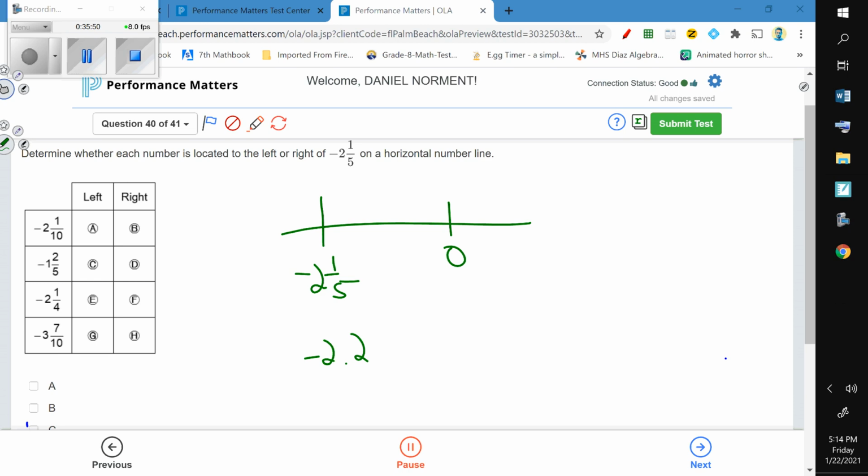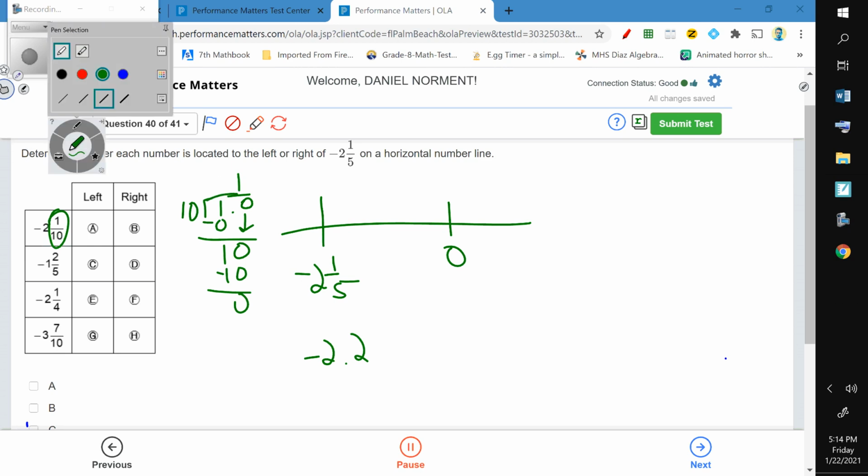You know what? I have a hard time with this. I know that 1/10, 10 goes into 1. Yeah, this is actually doing it right. 0, 0, 1. Decimal 0, 1. So that's negative 2. You know what? Here's what I'm going to do. This is going to make it easier for you guys. Negative 2 is going to go here. That's negative 2.1. Negative 2.1 is going to be over here. So this is to the right.